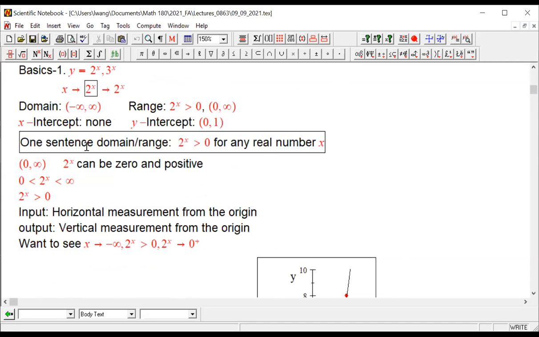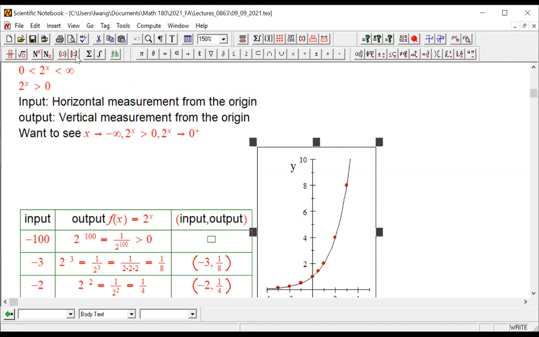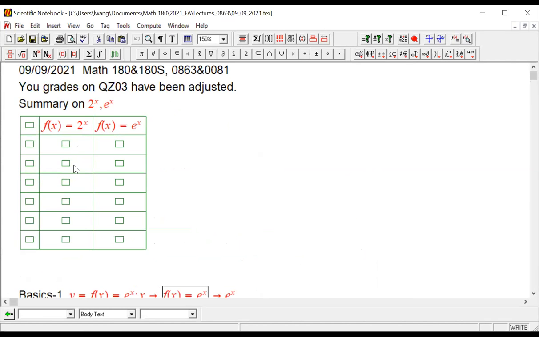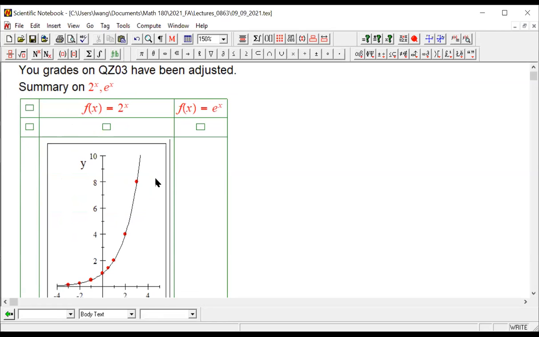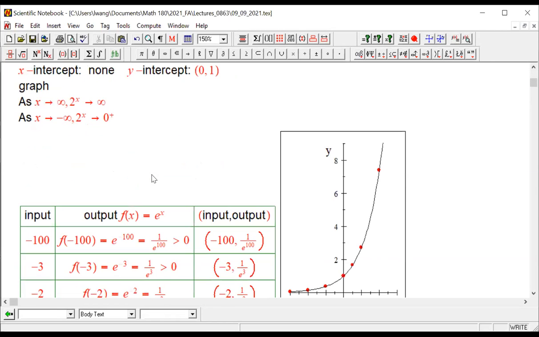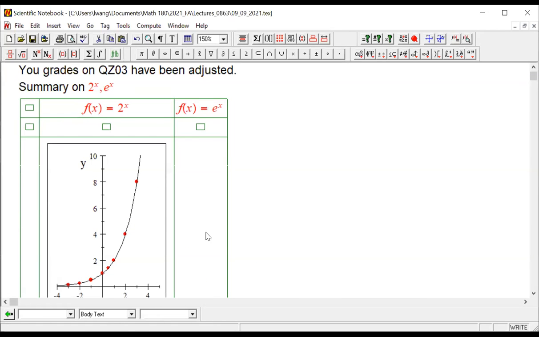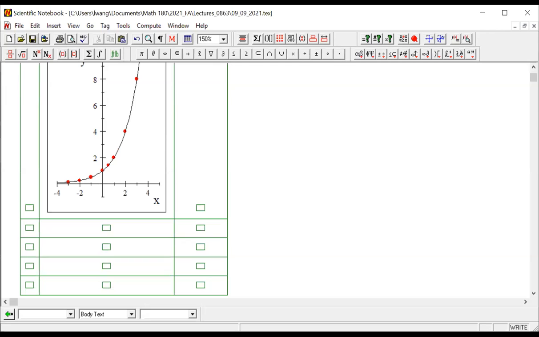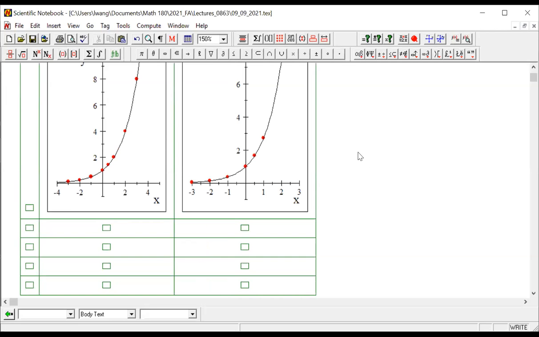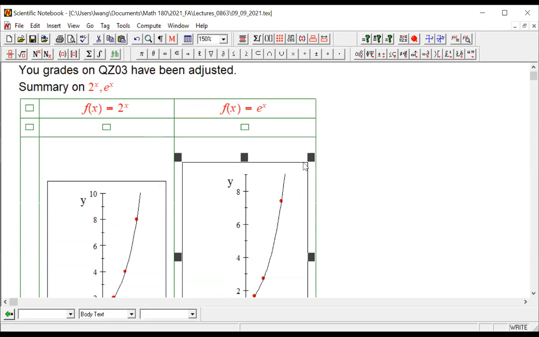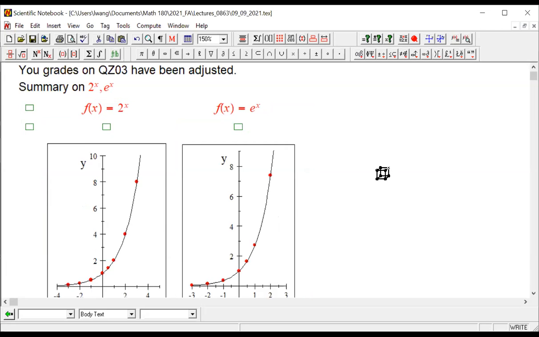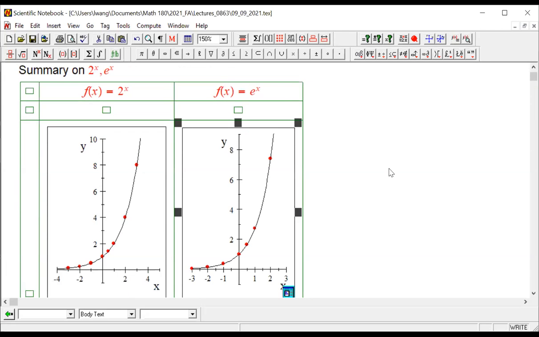Graph. This is 2 to the power x, right? And that's the e to the power x. Your professors say they're similar. Yes, they are similar indeed. But they each have their slight, little different things, okay?